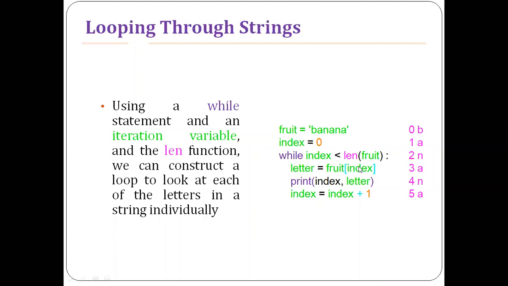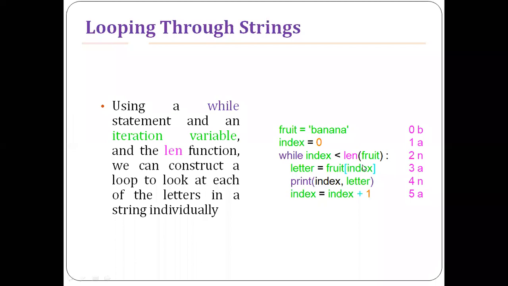Then we are reading the character at the given index. So initially index is 0, and the character at 0 is nothing but b. And we are incrementing the value of the index: index is equal to index plus 1, or in other words, we are advancing the index value.